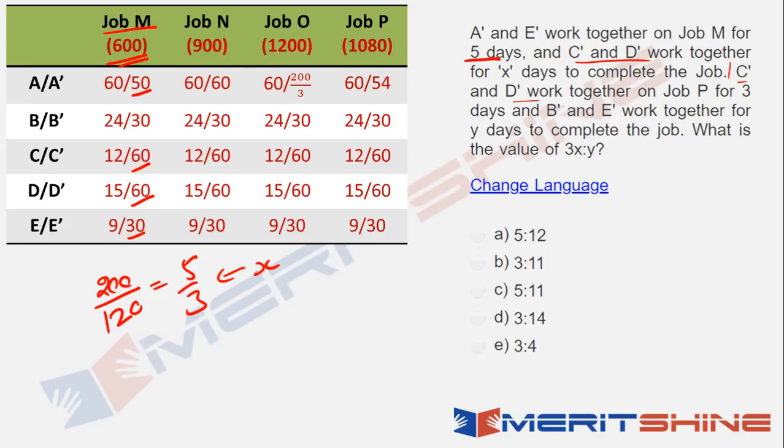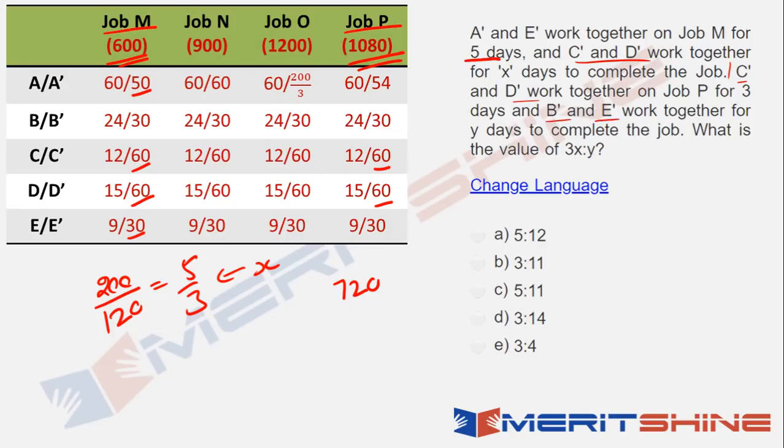C' and D' work together on job P. This is job P. C' and D' is 60 plus 60, 120. And they do it for 3 days. So 120 into 3, 360 units they do. So subtract 360 from this value. How much is left then? 360 subtracted from 1080 becomes 720. So 720 is left.